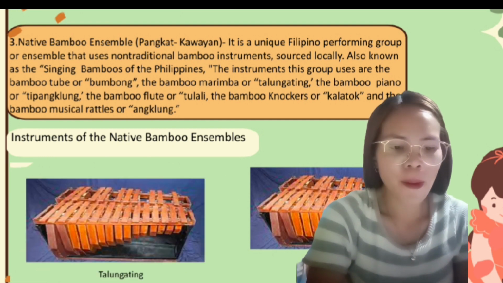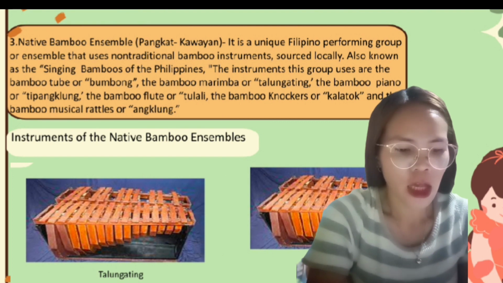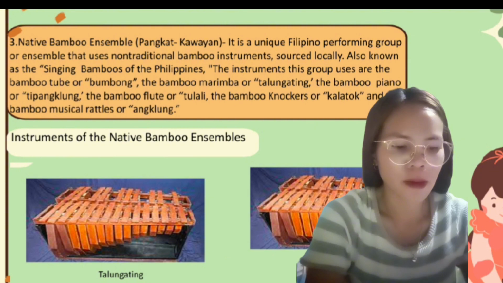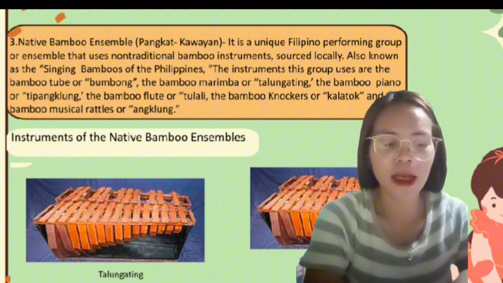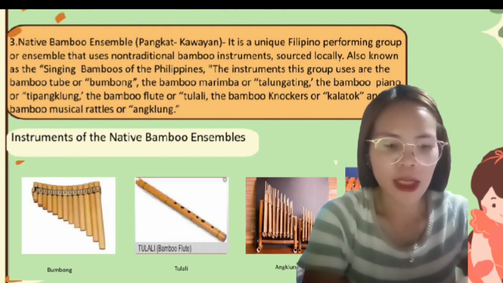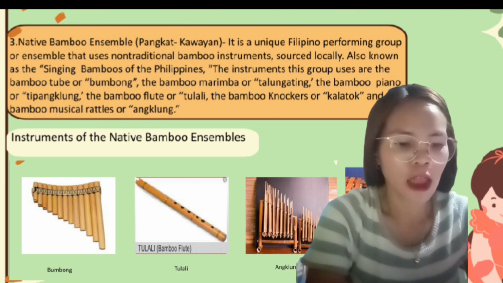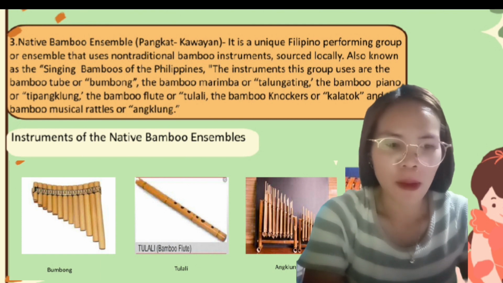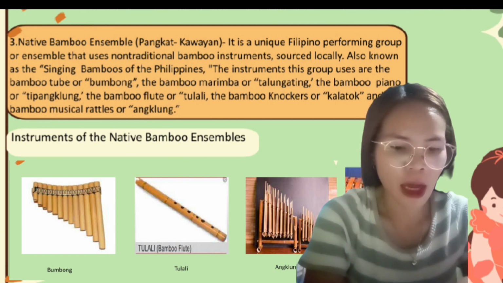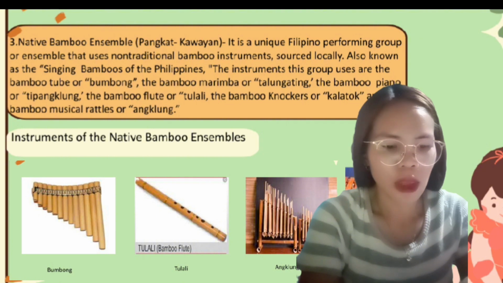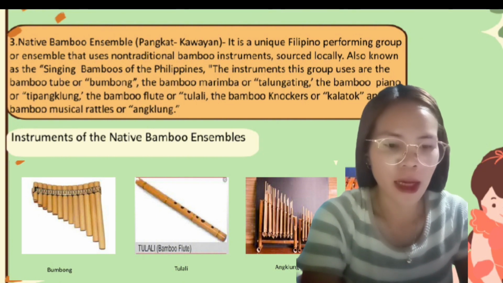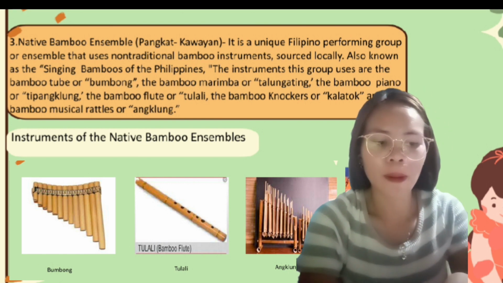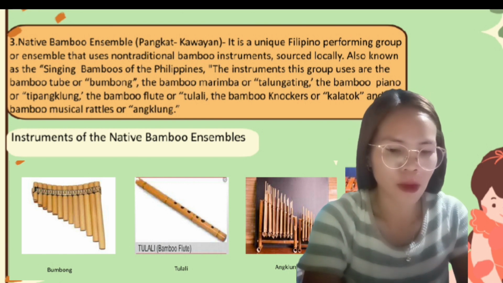Next is bamboo marimba or talonggating. Ito naman ay binubuo ng mga bamboo tubes na may iba't ibang haba at ang bawat isa ay may kanya-kanyang tono. So, third is bamboo tube or bumbong. Ito ay isang uri ng instrumentong gawa sa kawayan. Karaniwang ginagamit ito sa iba't ibang tradisyonal na musika at kultura. Ito ay may iba't ibang haba at diametro at ang tunog ay nabubuo sa pamamagitan ng pagtama ng isang kahoy sa mga patong ng kawayan.